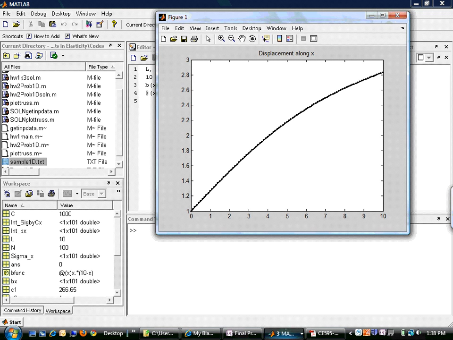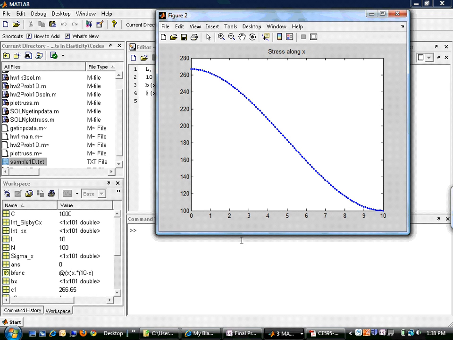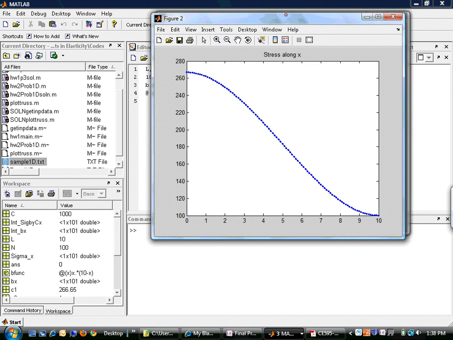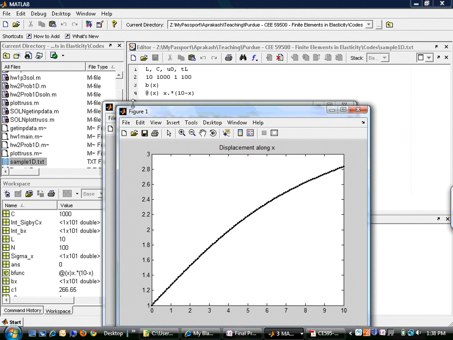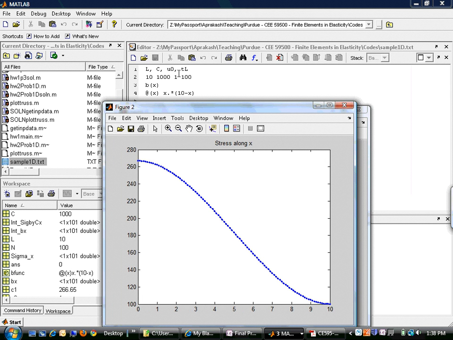In addition to that, we also have this stress plot. You can see that the stress at x equal to 0 is 260 something, and at x equal to 10, which is x equal to L, the stress is equal to 100. This was the applied traction at our endpoint. If you go back and take a look at this input file, we said that traction at L should be equal to 100. So that's right here.